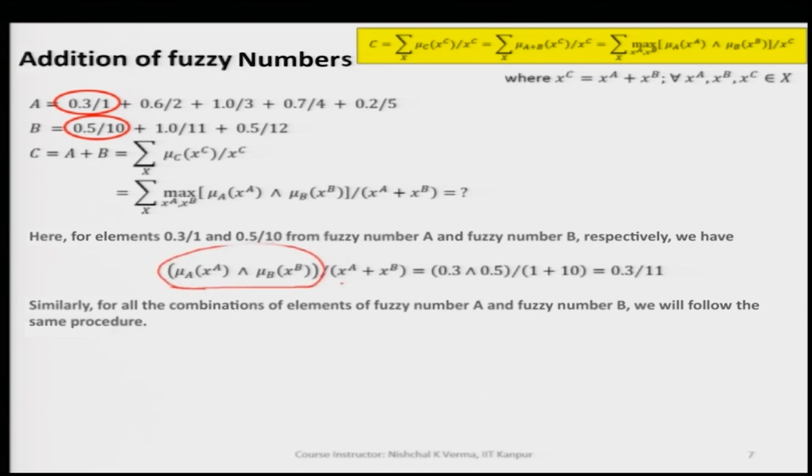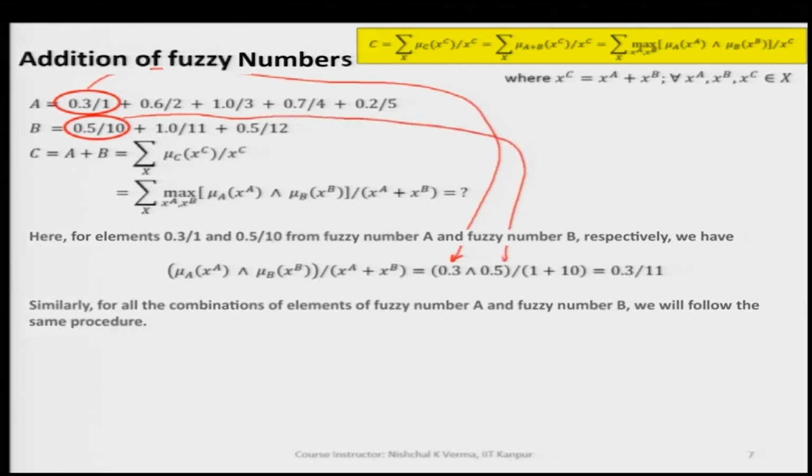And then we write by oblique and then x A plus x B. So, what we do here is we see that mu A of x A here is 0.3, and mu B of x B is 0.5. When we take the min of these two, we will get 0.3. As I mentioned, this is by oblique 1 plus 10.